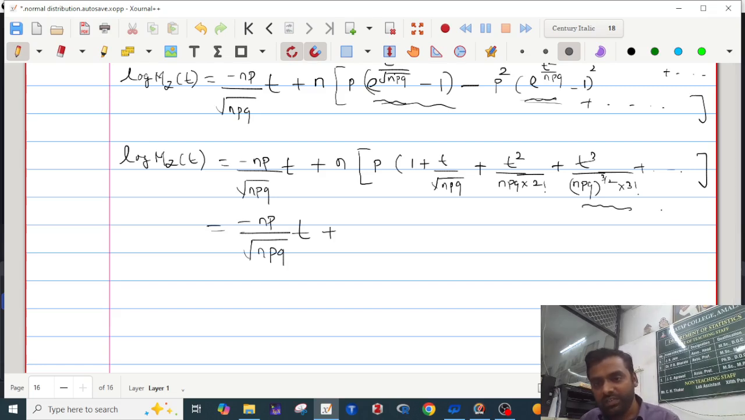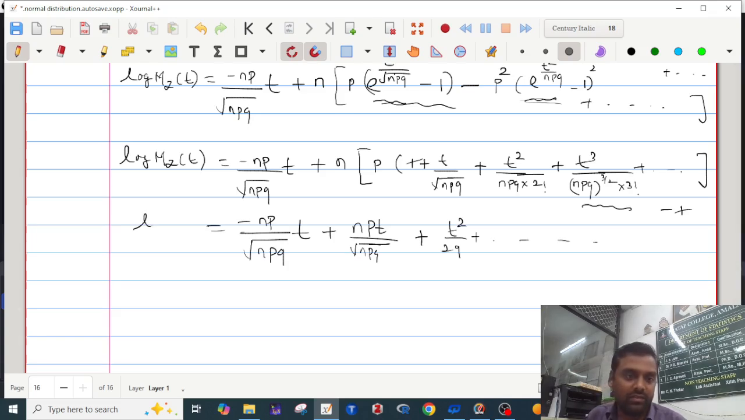This is e raised to x minus 1. This one and this one will be cancelled. So now it is np t over 1 under root of npq. These both terms will be cancelled. Next, this np gets cancelled. This is t square upon 2q, like this.